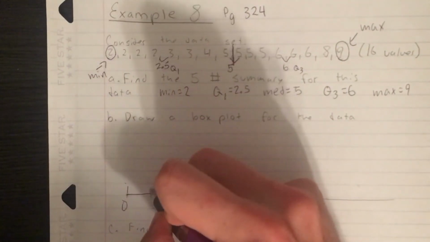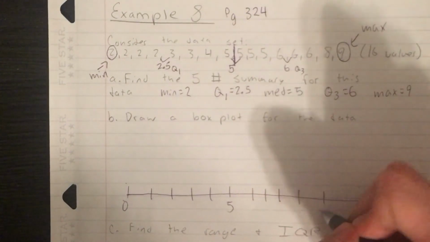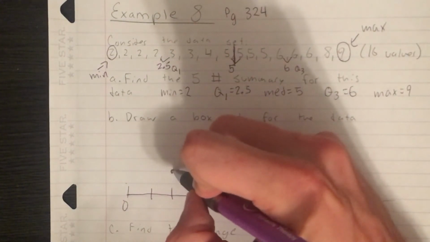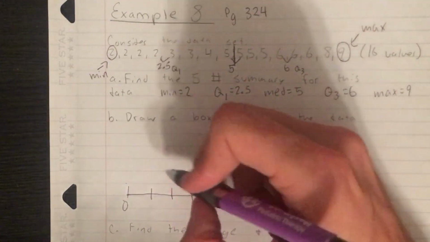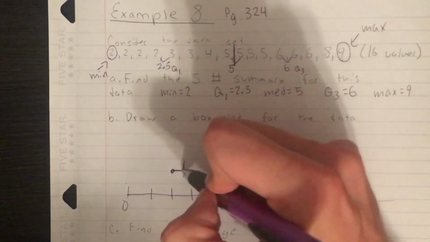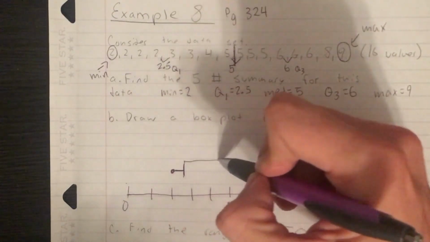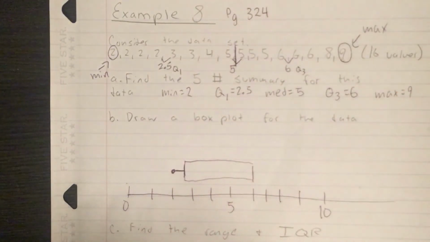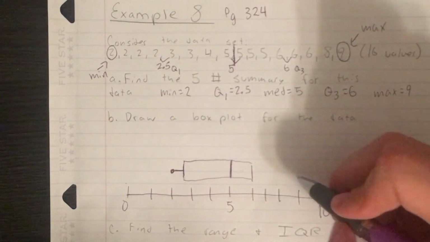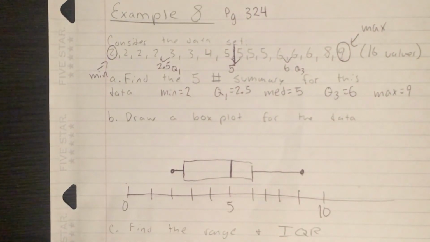Once we've got this information, I'm going to draw just a regular old axis here: 0, 1, 2, 3, 4, 5, 6, 7, 8, 9, 10. 2 is going to be our minimum, so I'm going to put a point there. Q1 occurs at 2.5, so we're going to have a really short whisker there. The box goes all the way to 6. The median occurs at 5, so there's going to be a slice through that. And then we have the maximum at 9, and we'll have a whisker going through there.